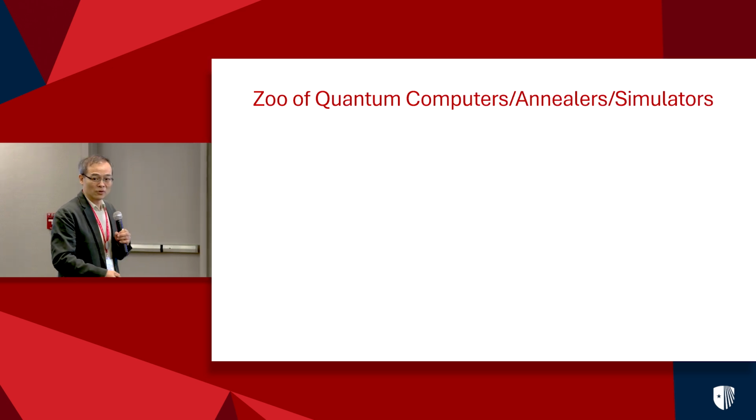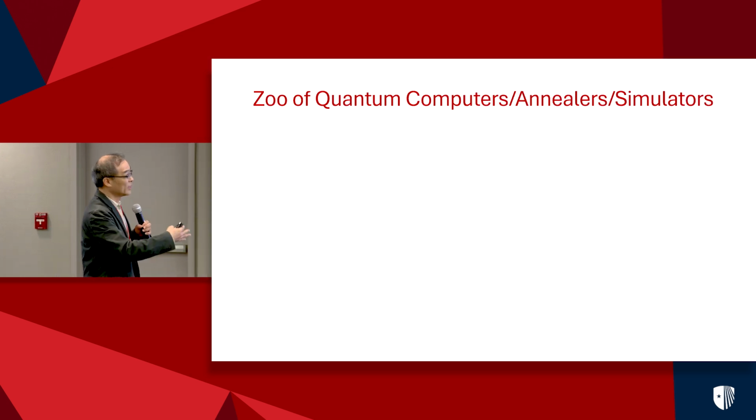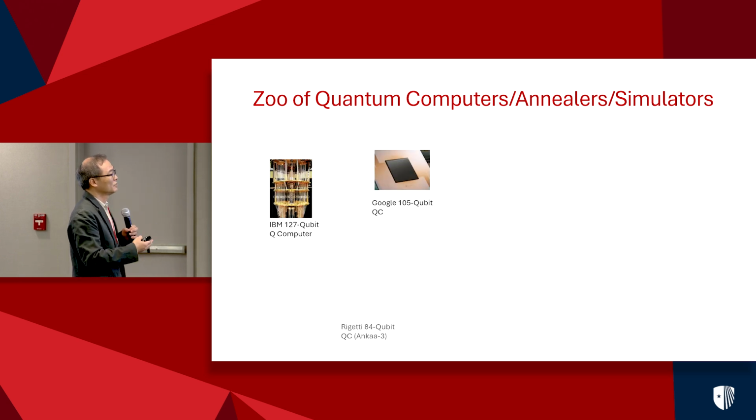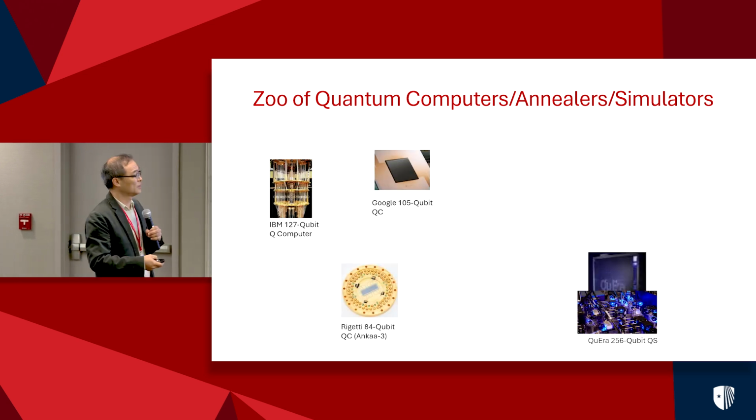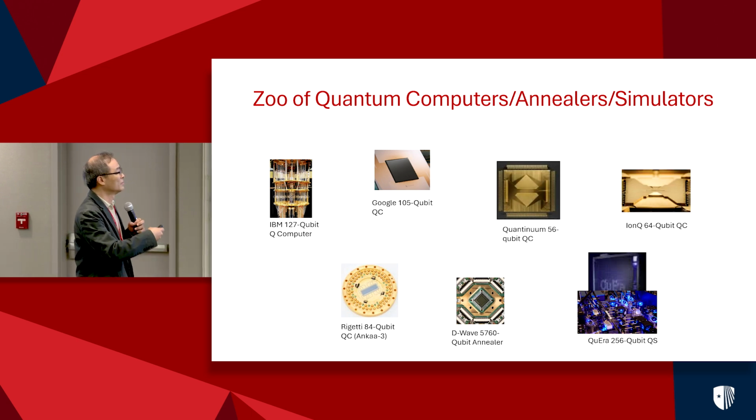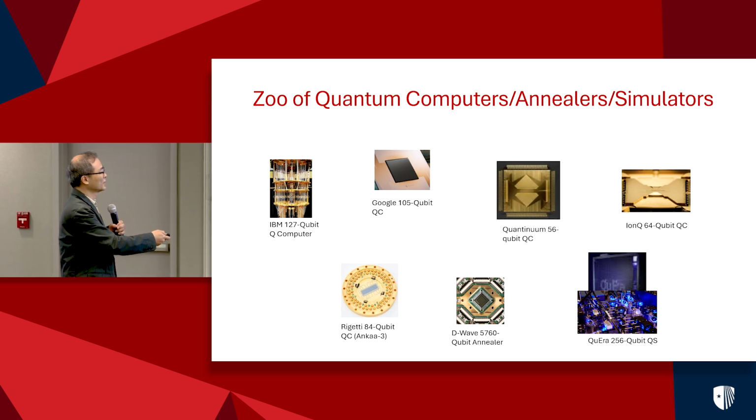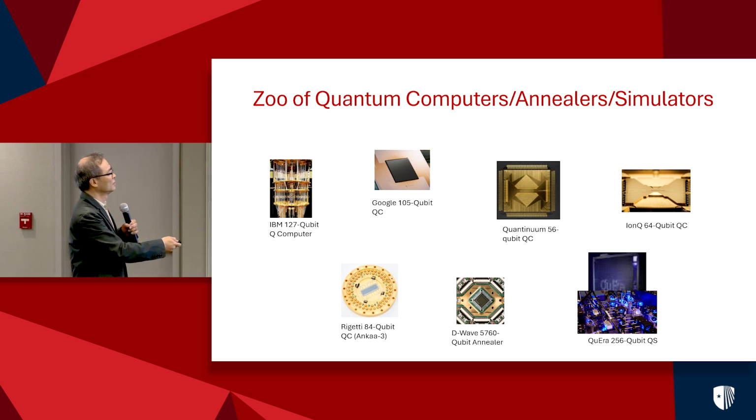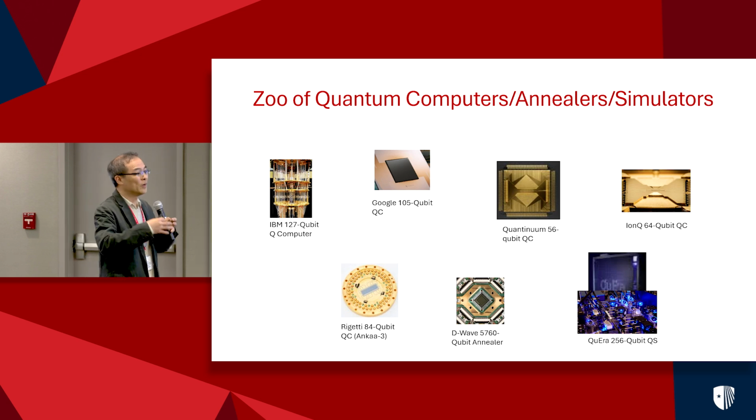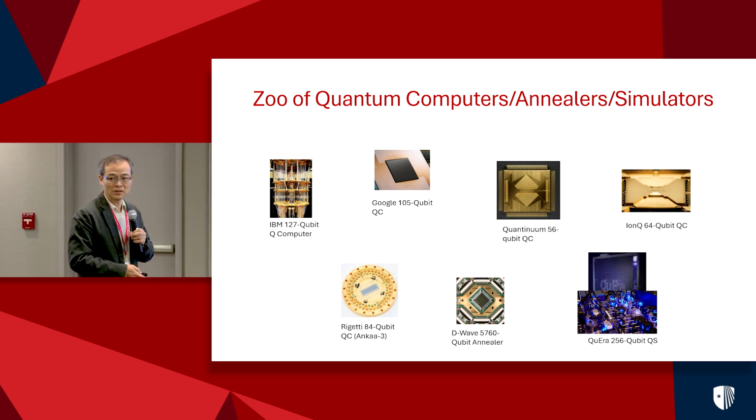Fast forward 40 years after that, you already see a lot of quantum computers and simulators emerging, created by industry on a massive scale. For example, IBM's 127 qubit, Google's 105, etc. So it opens up a lot of possibilities.